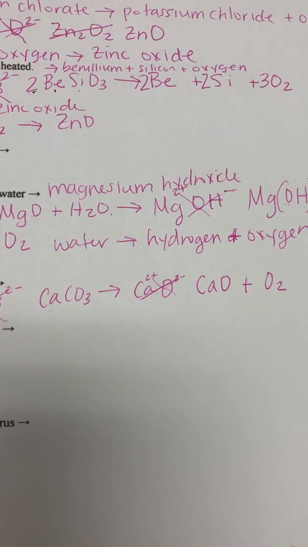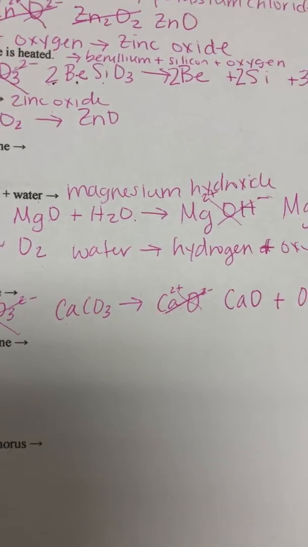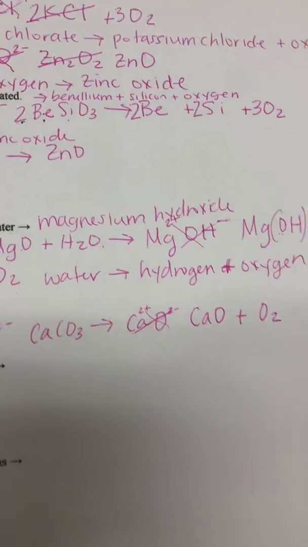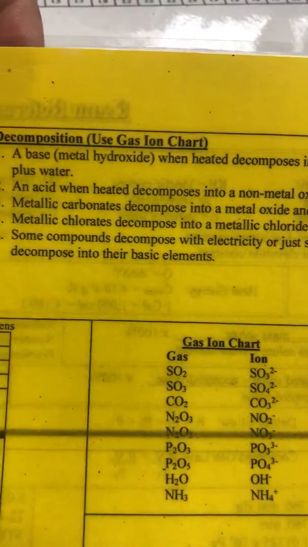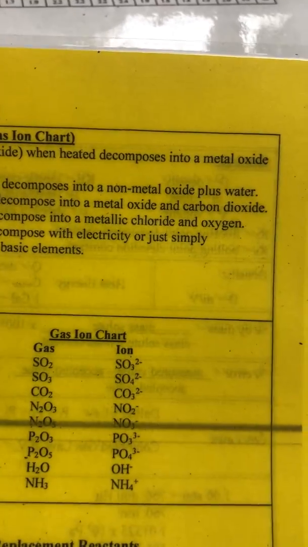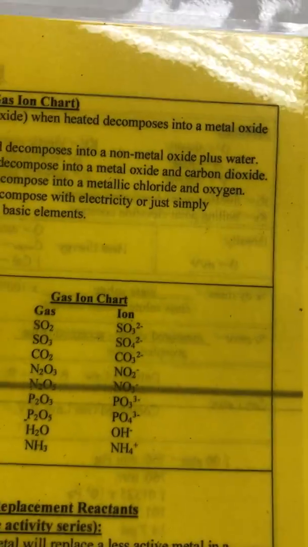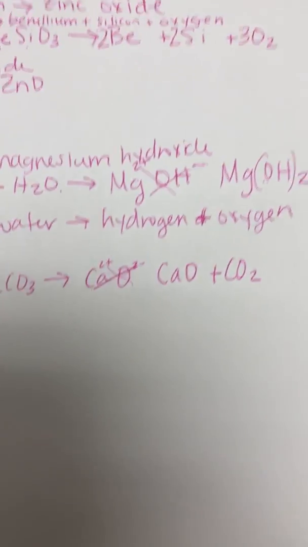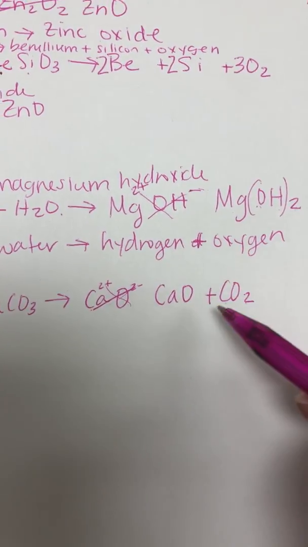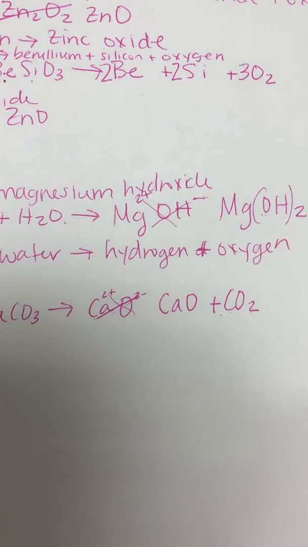If I look and see if everything's balanced. Oh, and sorry, I looked at the wrong rule. So let's review. I'm sorry. Rule 3 says metallic carbonates decompose into a metal oxide and carbon dioxide. I had jumped down to the line below. So carbon dioxide, CO2.